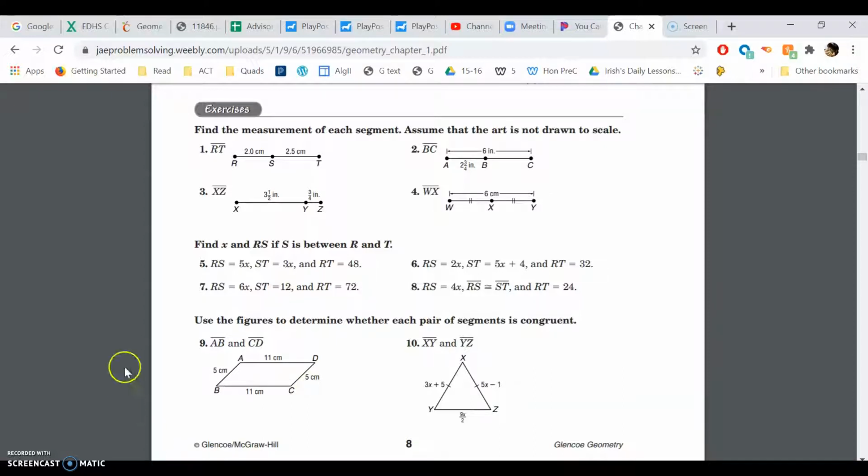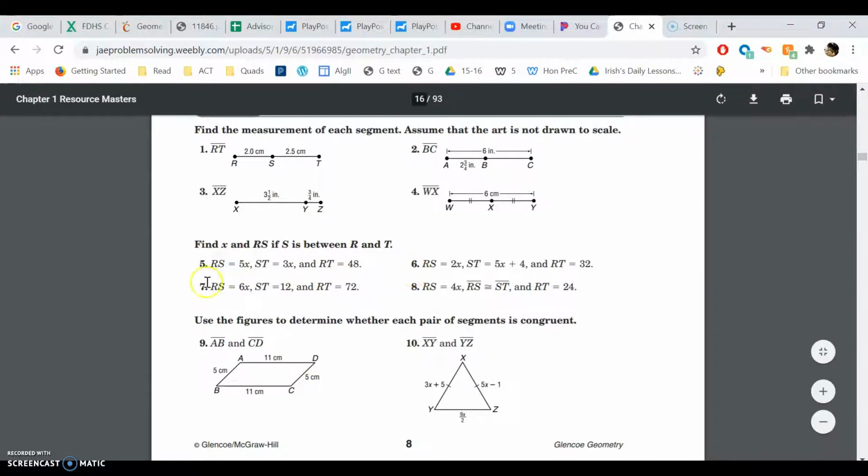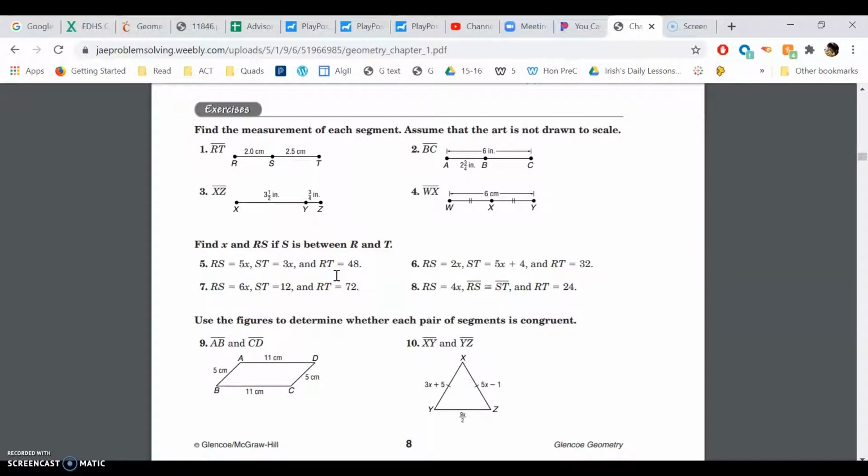Okay, this part, 5, 6, 7, 8. See my cursor right here? These ones without a picture, that's what we're going to do, because sometimes in geometry, they don't give you a picture. Oh my goodness, what are we going to do? No problem. So 5, 6, 7, 8, pause the video and write that down.